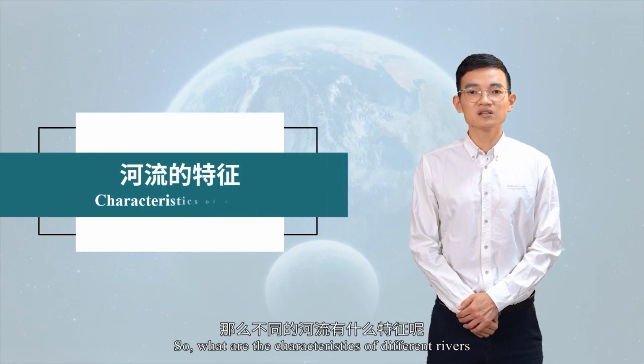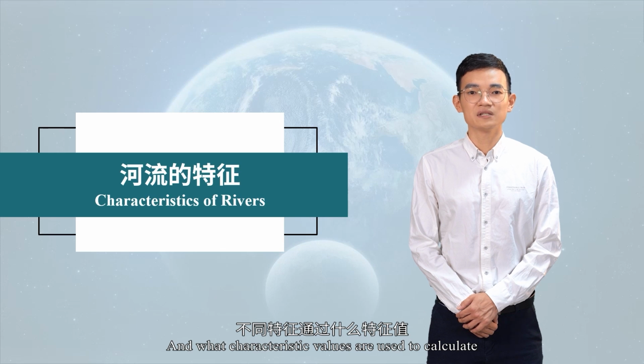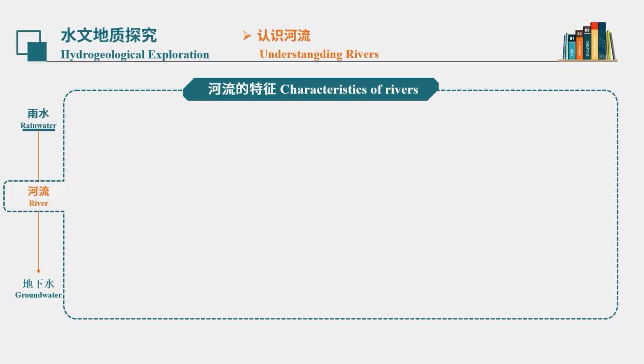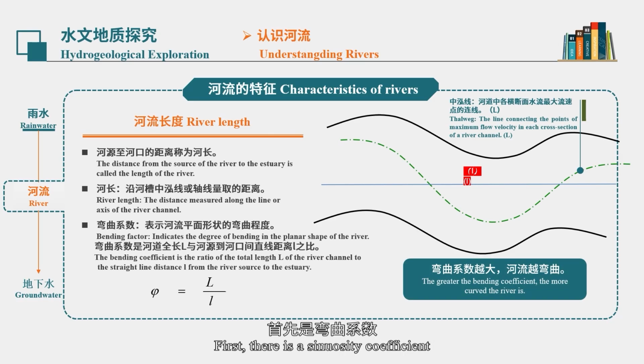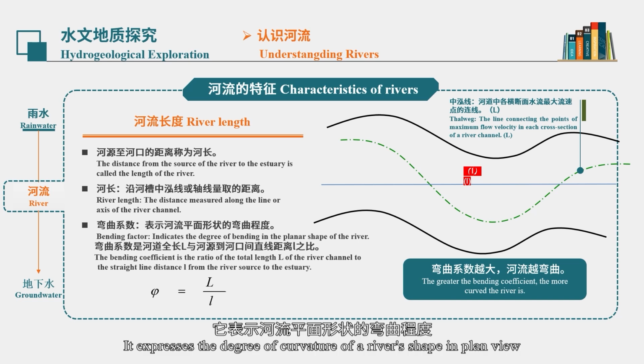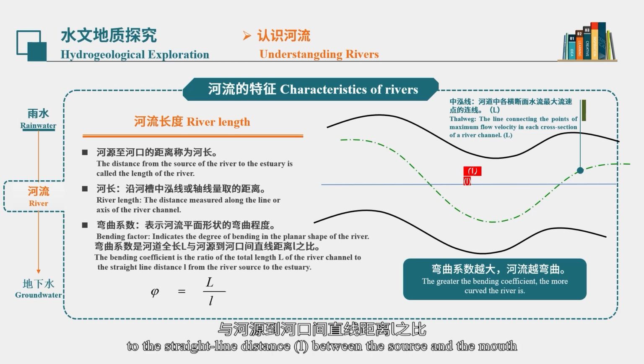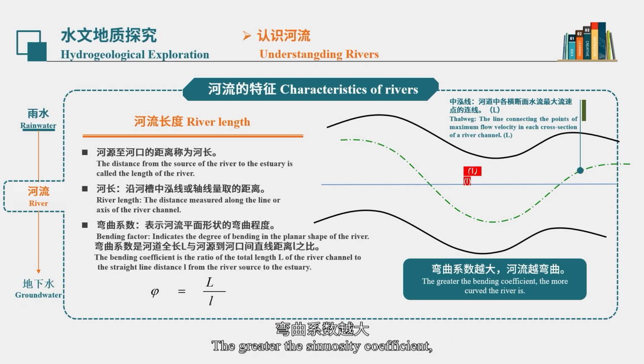So, what are the characteristics of different rivers? And what characteristic values are used to calculate and determine these features? We will now explore this further. First, there is the sinuosity coefficient. It expresses the degree of curvature of a river in plan view. It is the ratio of the total length of the river channel to the straight line distance L between the source and the mouth. The greater the sinuosity coefficient, the more sinuous the river.